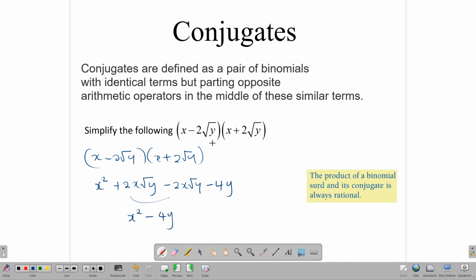So this is important to remember, that the product of a binomial surd and its conjugate is always rational. It's very, very important to remember. The product of a binomial surd and its conjugate is always rational.